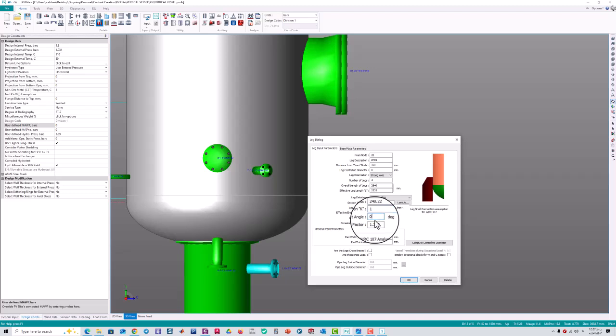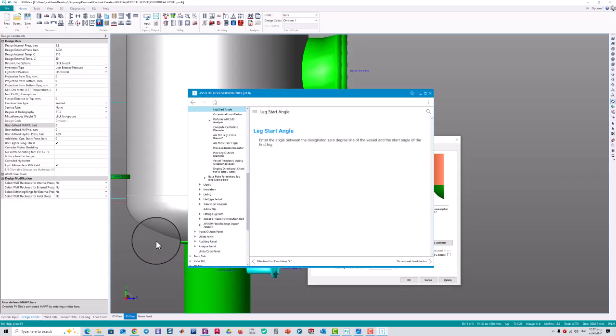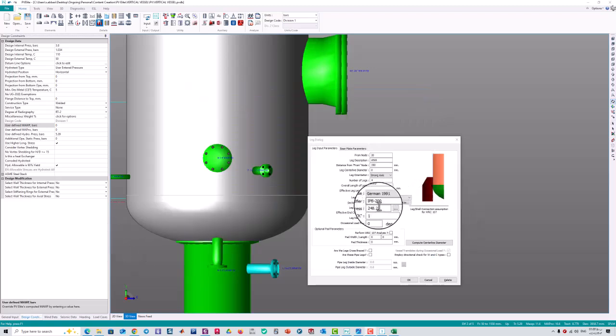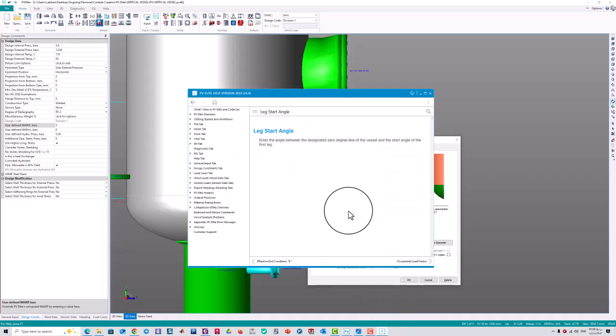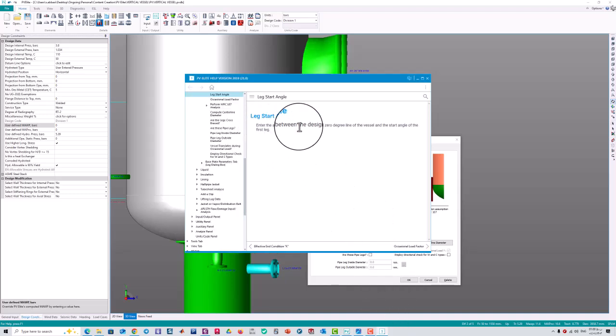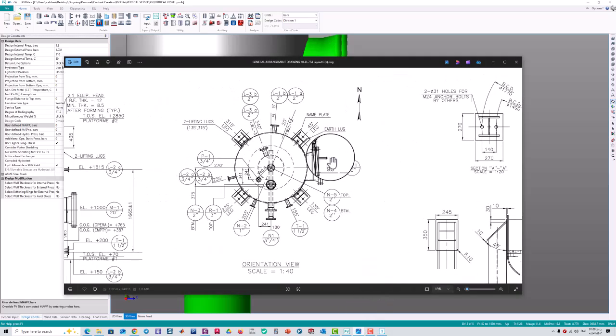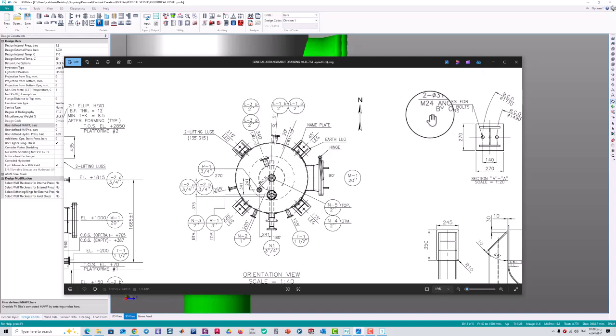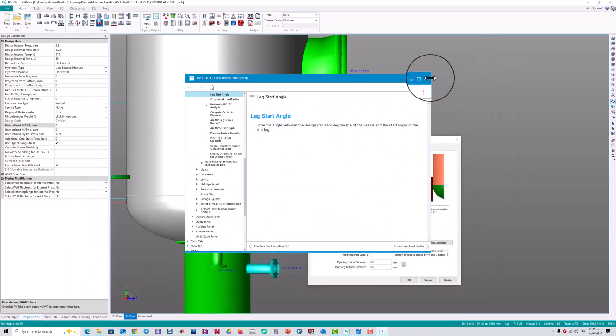And the leg start angle, we have to see the general drawing. This starts at 45 degrees, but let's take a look at the PV Elite manual, what this value is. It's a value between 0 degrees and the starting leg. It's 45 in this case.